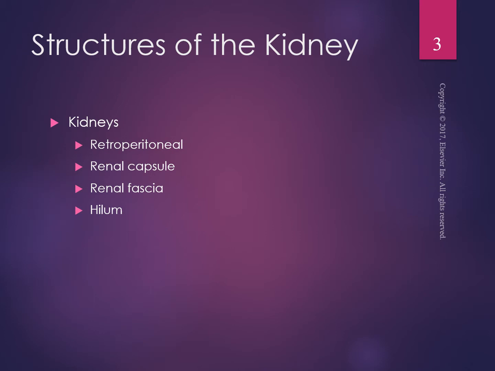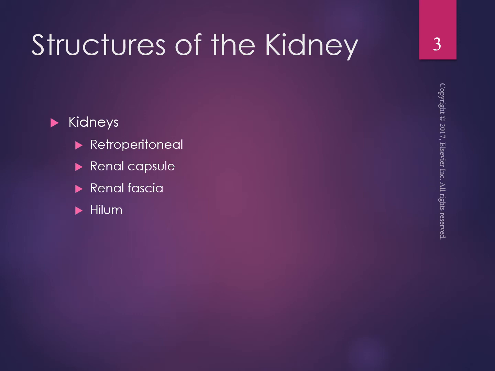So we're going to start with structures of the kidney. The kidneys are a pair of organs located in the posterior region of the abdominal cavity behind the peritoneum. They lie on either side of the vertebral column with their upper and lower poles extending behind the 12th thoracic vertebra to the 3rd lumbar vertebra.